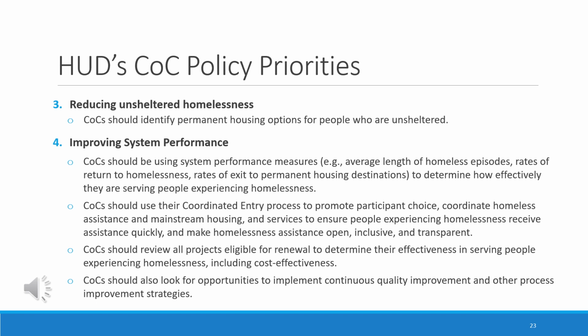Continuing on, this slide shows the third and fourth policy priorities outlined in the FY 2022 CoC NOFO. HUD's third policy priority is reducing unsheltered homelessness, which stresses identification of permanent housing options for those who are unsheltered. The fourth policy priority is improving system performance, which encompasses HUD's expectations that CoCs use the SPMs to assess their effectiveness, that CoCs use the coordinated entry process to effectively serve those seeking assistance, that CoCs evaluate the effectiveness of all renewal projects, and that CoCs embrace continuous quality improvement and other process improvement strategies.